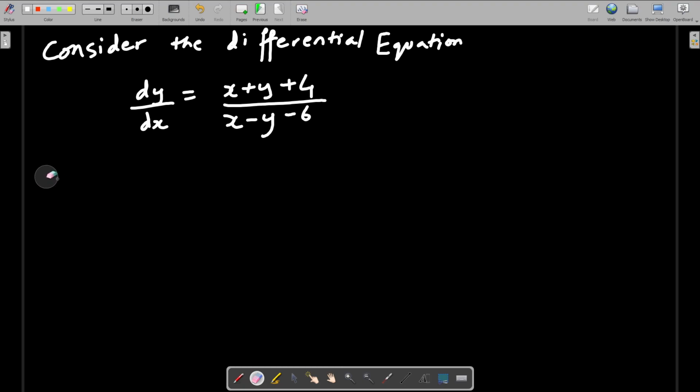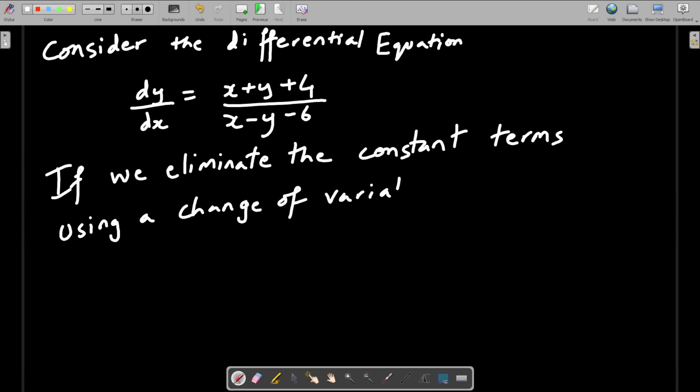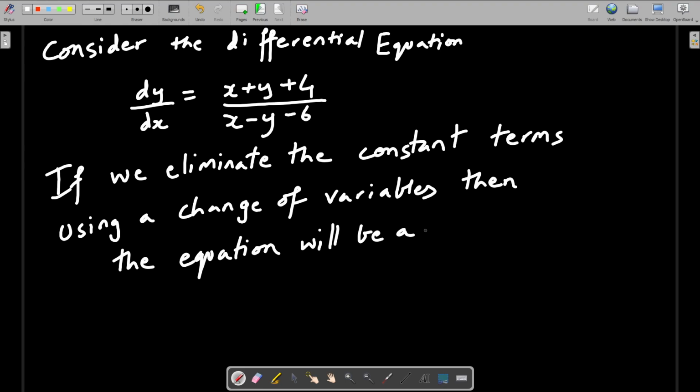So we observe that if we eliminate the constant terms using a change of variables, then the equation will be a homogeneous one.